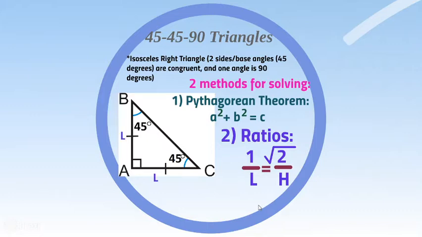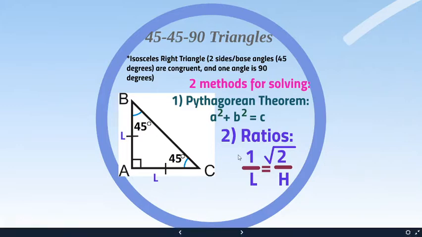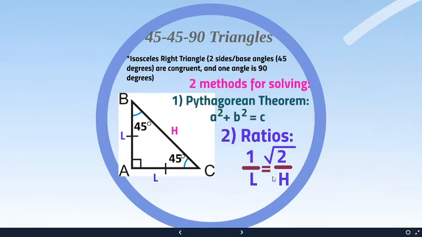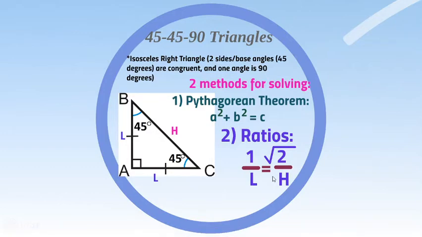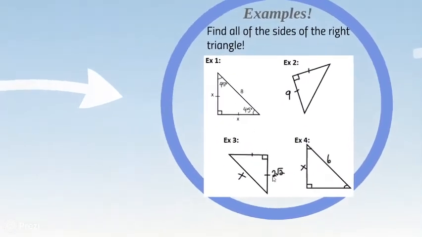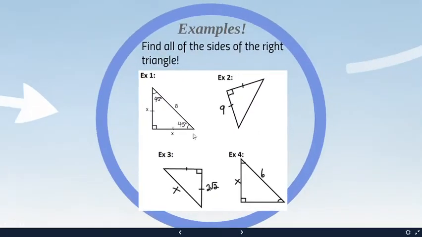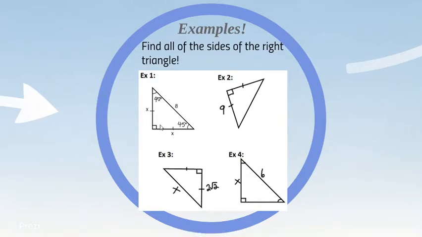Okay, the two congruent sides will be called our legs in the 45-45-90 triangle ratio formula, and the hypotenuse is the h. So the L in the formula is the leg, the h is the hypotenuse. Using both of these methods, I'm going to show you how you can solve for the sides of a 45-45-90 triangle by either using the Pythagorean theorem or the nifty ratio 1 over leg equals root 2 over the hypotenuse. Also, in example 1, I will show you that doing sine, cosine, and tangent will also give you the same answer. So that will be pretty cool.